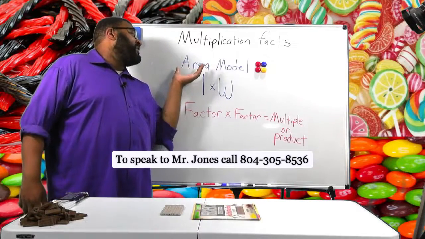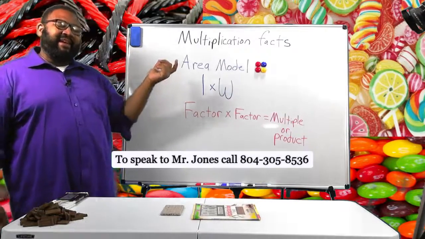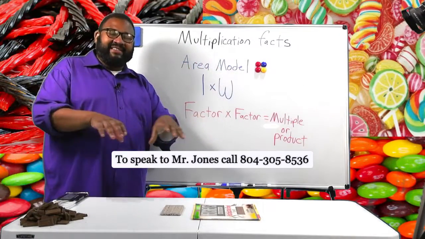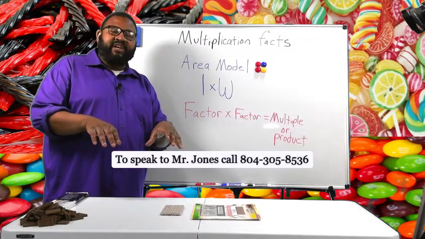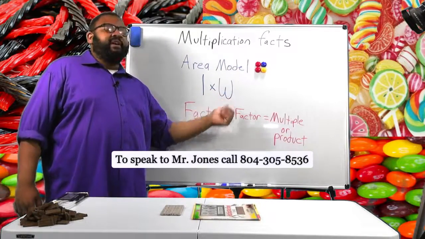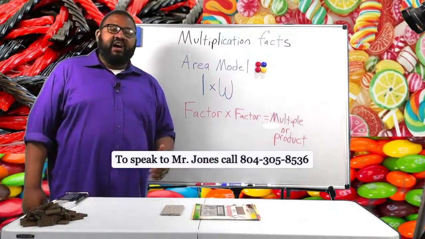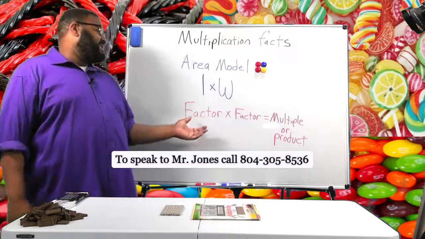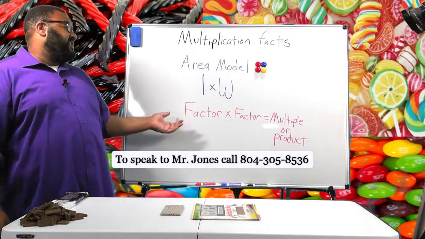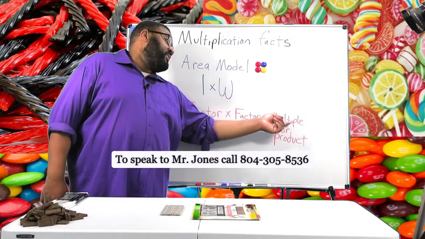I'm going to speak briefly about the area model, because technically that is what we're going to be making tonight when we talk about connecting and separating the chocolate. It's an area model, and I put up here length times width, because when we talk about area, that is multiplication. And then the last thing, for vocabulary's sake, I say a factor multiplied by a factor gives you a multiple or product.